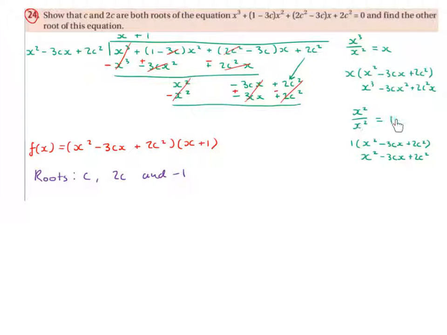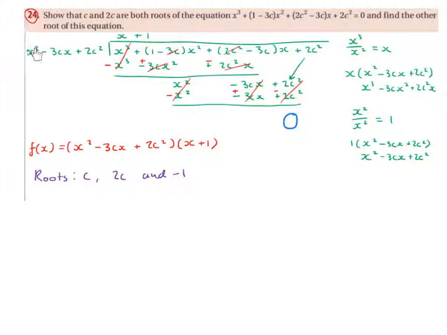X squared divided by x squared is 1, so 1 goes on top of the bus stop. And then we're going to multiply 1 by x squared minus 3cx plus 2c squared, and we obviously get x squared minus 3cx plus 2c squared, which we write underneath the bus stop. And all of this is going to be equal to 0. So we're going to change the signs. X squared minus x squared will cancel, minus 3cx plus 3cx will cancel, and 2c squared minus 2c squared will cancel, so we're left with a remainder of 0.